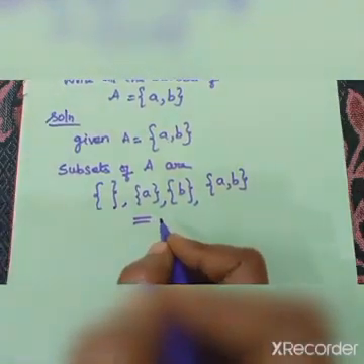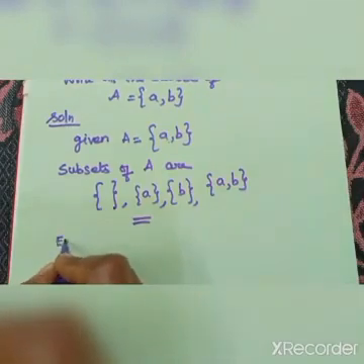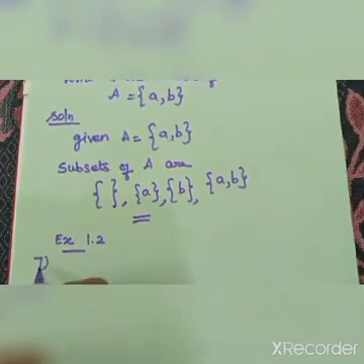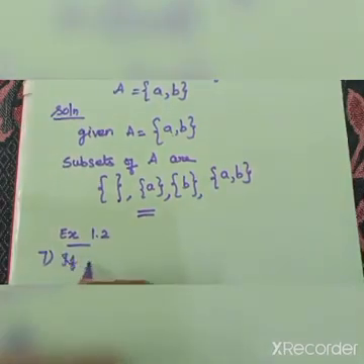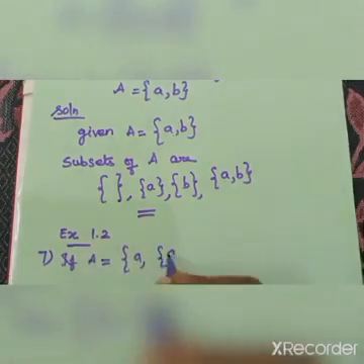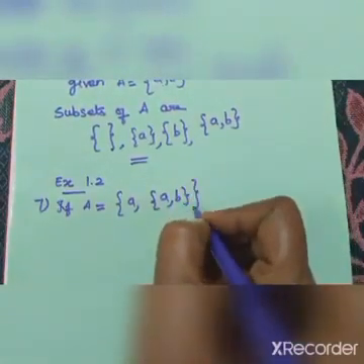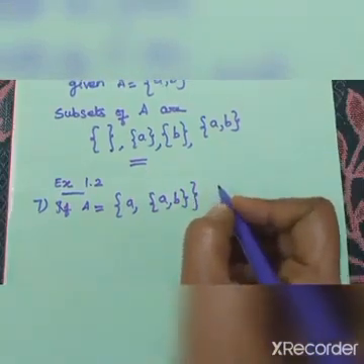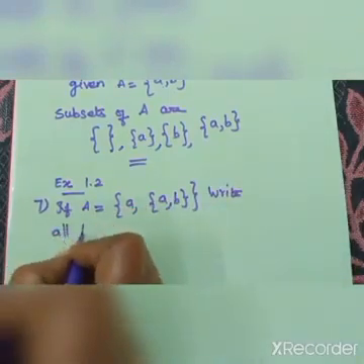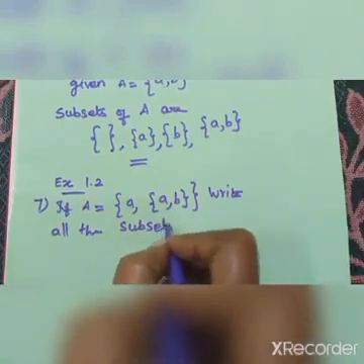Next, let's write exercise 1.2, question number 7. What is the question? If A is equal to {a, b}, write all the subsets of A.